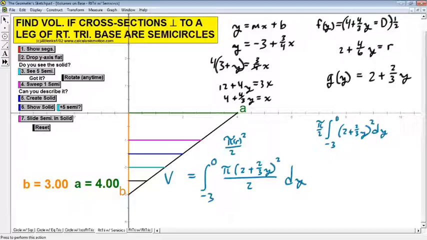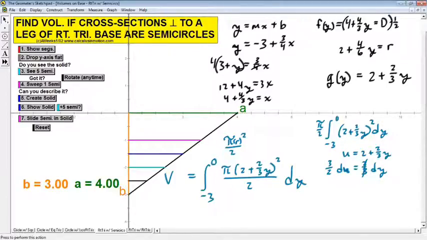I'll give you an option. Do you want to do u sub, or do you want to FOIL this out? U sub? Yeah, me too. Okay, u sub. U is going to equal 2 plus 2 over 3y. Then du is going to equal 2 over 3 dy. And I'm going to put that 2 over 3 to the other side, so then it would be 3 over 2, because you multiply both sides by 3 over 2 to make that 2 over 3 into a 1. Now I have my dy, which I'm going to sub in for that dy, and I have u to sub in for this thing.